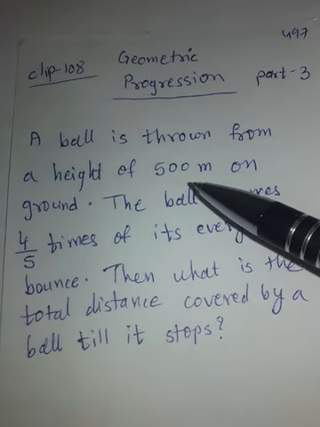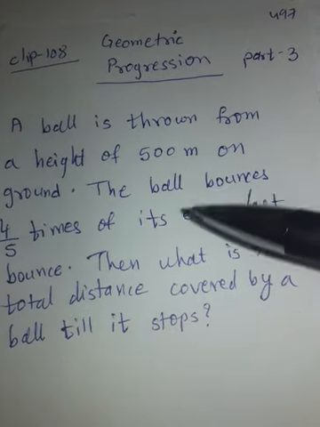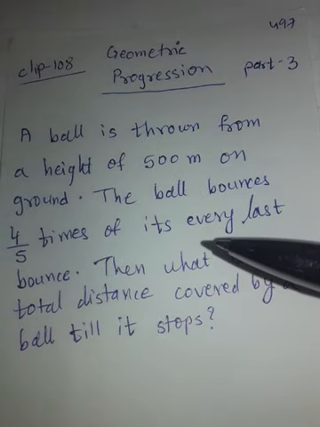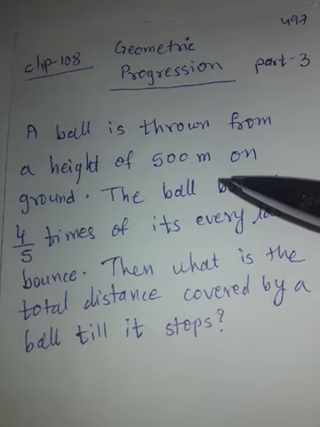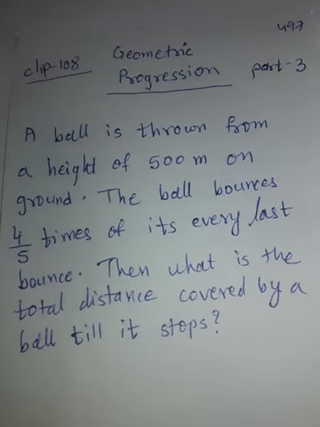A ball is thrown from 500 meters. It bounces 4 by 5 times. ये तुमने पढ़ा होगा एग्जाम्स में. देख के फिजिक्स का प्रॉब्लम लगता है वेलोसिटी स्पीड वाला, बट एक्चुअली इज बेस्ड ऑन जीपी and very easy to solve. In next clip we will see those shortcuts also.